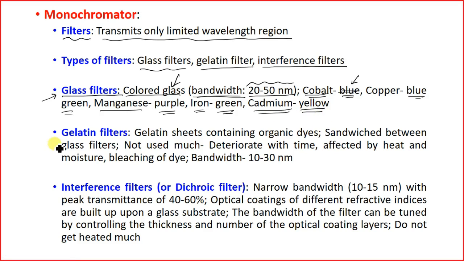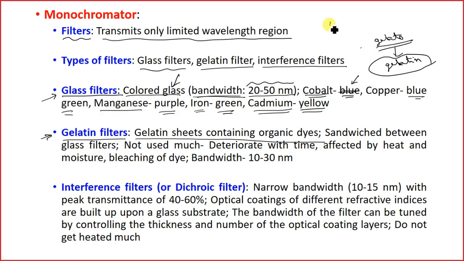Okay. Then we have gelatin filters. So what happens is that gelatin sheets are developed which contain organic dyes. So how are these done? Most of you must have worked with gelato. What is gelato? Gelato is nothing but gelatin, and it has been used for making ice creams and all these things. Okay, so when you dissolve the gelatin in water at say 40 degrees centigrade, it becomes liquid, and if you cool it down it will again become solid.